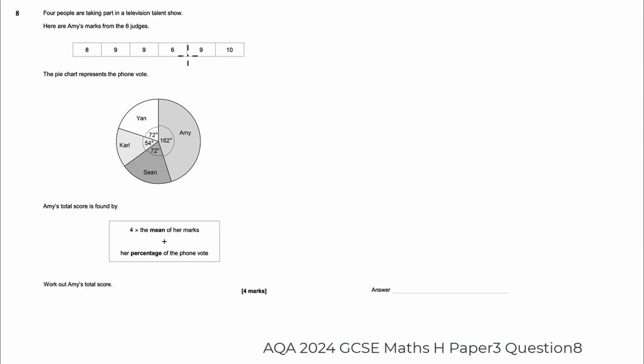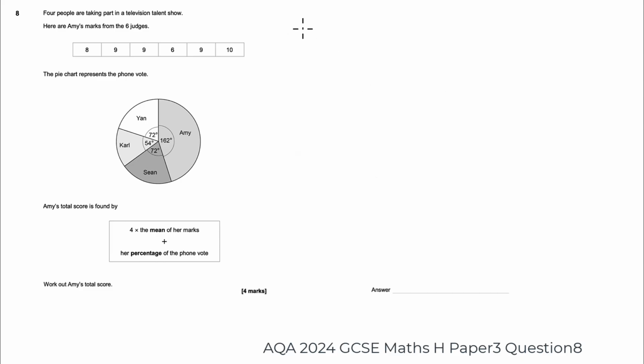She was awarded 6 marks. There's 6 judges. Each judge gives her a mark, probably out of 10 by the looks of it. So it's 4 times the mean of her marks plus her percentage of the phone vote. And we're given information about the phone vote in the form of this pie chart, where you're told the degrees of each of the slices of this circle. So let's try and work out, first of all, the mean of her marks.